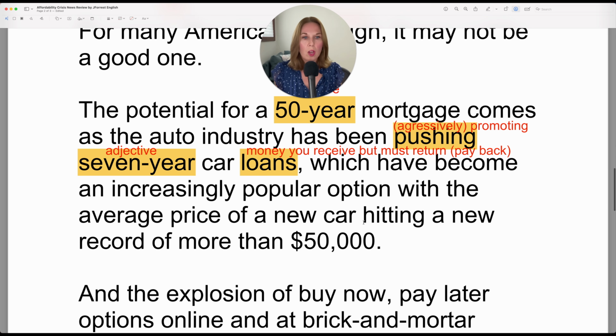$50,000. So to hit a new record, we use the verb hit to mean get, achieve, or obtain in certain contexts. And we often use it with the word record. So notice you need of, the preposition of. A new record of $50,000, but more than. So you need this than as well, more than $50,000. So it could be 55, could be 60.